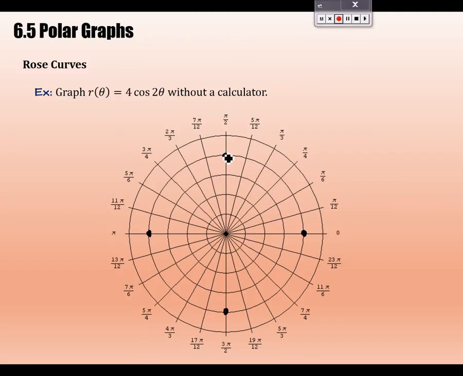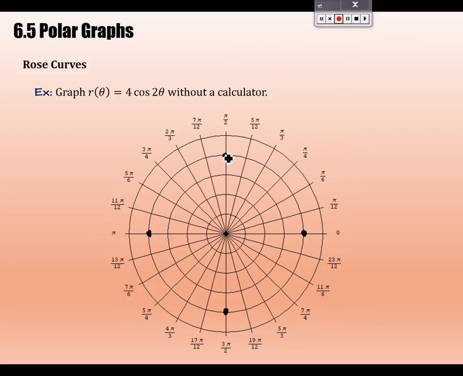Let me ask you one other thing. The domain of this is all reals. Theta can take on any value. We're going to allow theta to be anything. What is R? What's the range going to be? What values of R are possible here? You just kind of said them. Yeah, -4 is the lowest and 4 is the highest.